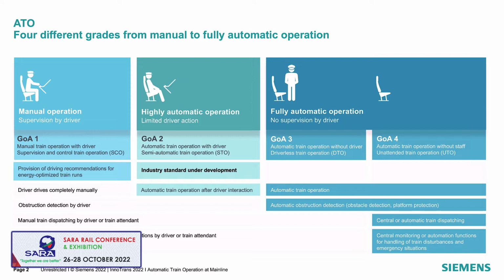And then the driver is not on his seat, as you see there. Maybe he is in the next coach and sleeping. So we don't need him anymore. But that is really a far future scenario. At the moment, we are looking more at GoA 2. So in GoA 2, what is the operation and what does the driver have to do?